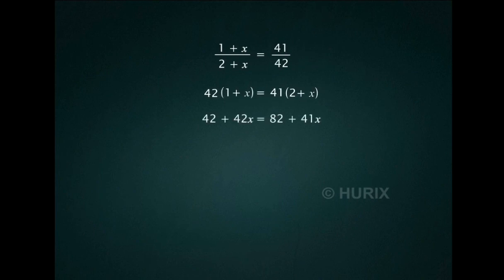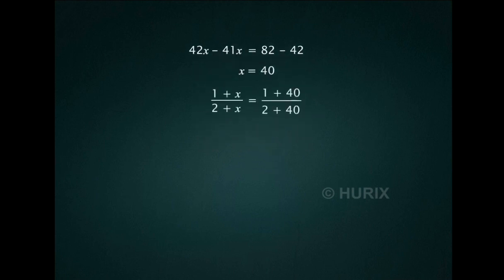Next, apply the distributive property to the expression on the left-hand side by multiplying each term inside the brackets by 42. Similarly, on the right-hand side, multiply each term inside the brackets by 41. Transpose the term with the variable to one side and the constant to the other side. Now, find the difference between the like terms. Thus, we get the value of x.